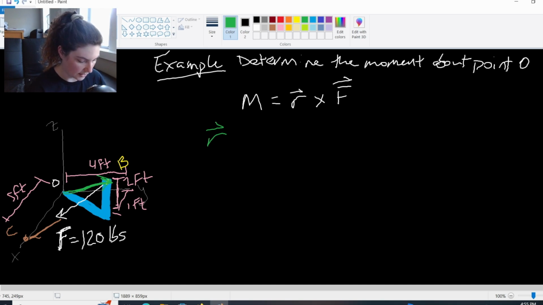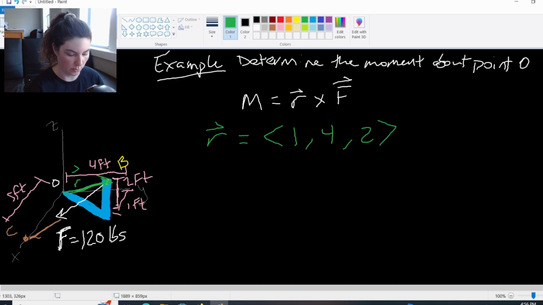So your R vector is going to be: point B is 1 foot in the X direction, 4 feet in the positive Y direction, and then 2 feet in the positive Z direction. So this is our R vector that we're going to be plugging in right here.